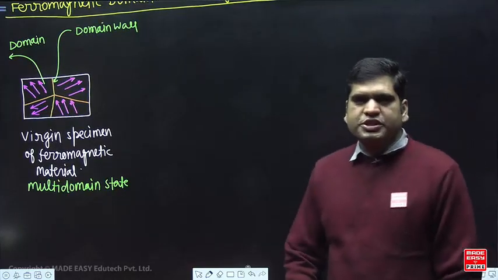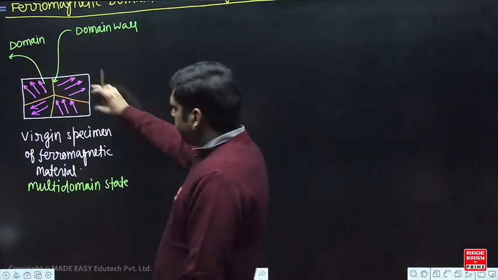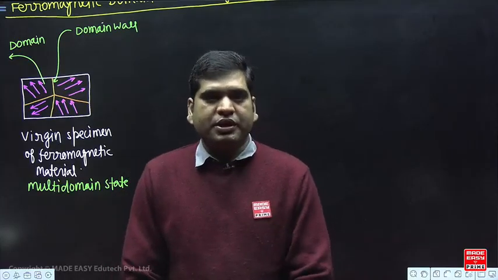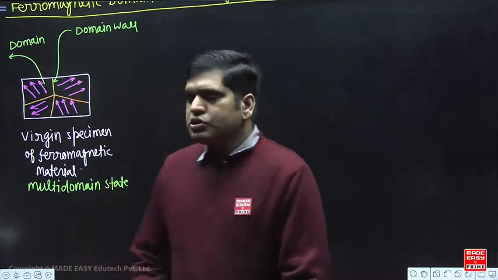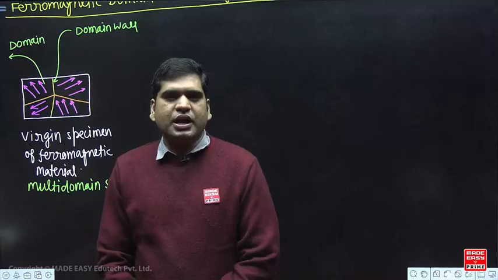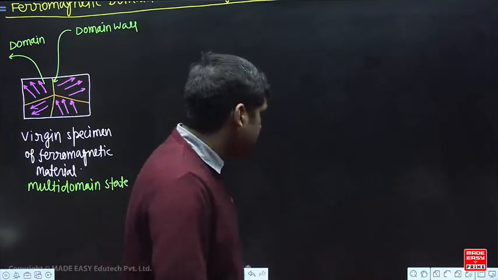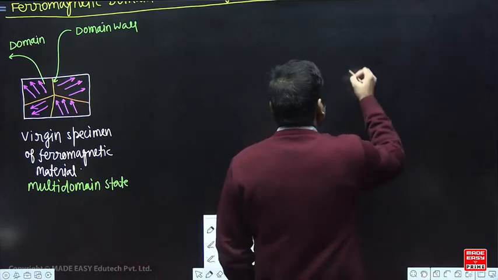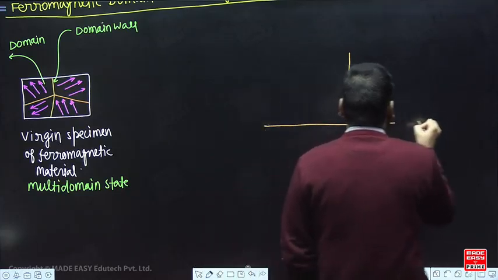So this is your virgin specimen of ferromagnetic material. If you see any particular domain, all the dipoles are parallel to each other, so that domain is magnetically saturated. But when you see the whole material as a whole, the orientation of domain to domain is different. So they will cancel each other and hence net magnetization will be equal to 0. Right? So initially in the absence of field, all these domains will cancel each other, so net magnetization is 0.